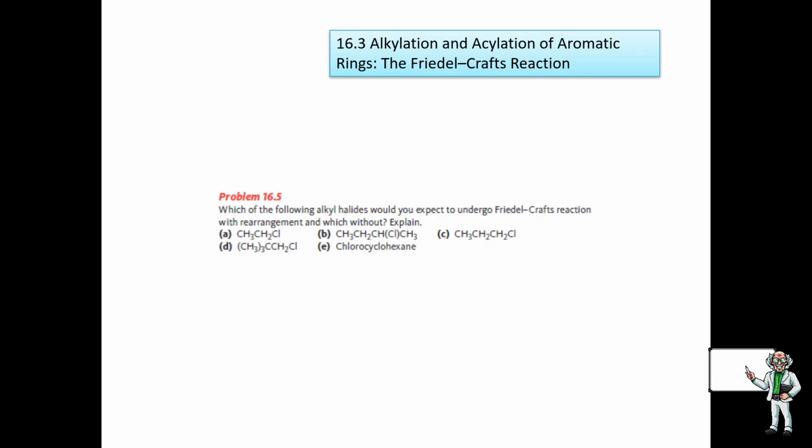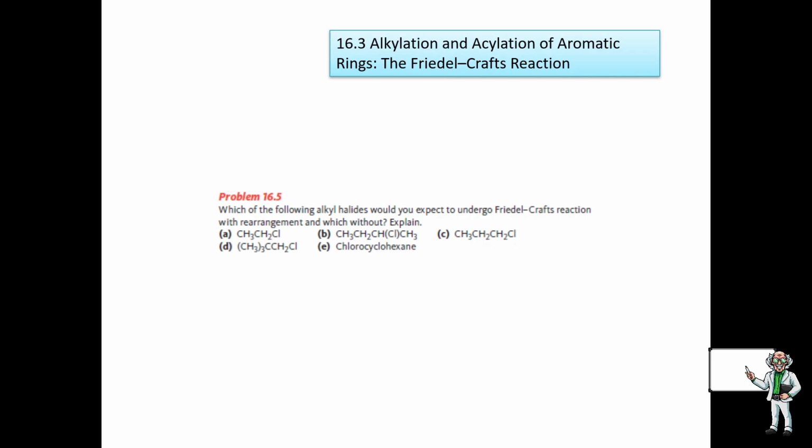Problem 16.5. Which of the following alkyl halides would you expect to undergo Friedel-Crafts reaction with rearrangement, and which would not? If we take A, ethyl chloride, we cannot have any rearrangement because whichever way the carbocation moves, we will get the same carbocation. In the second one, we have a secondary carbocation. That means it's possible that we can stabilize it by the migration of one of the methyl groups, getting a more stable final product.